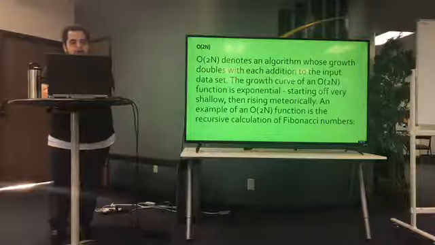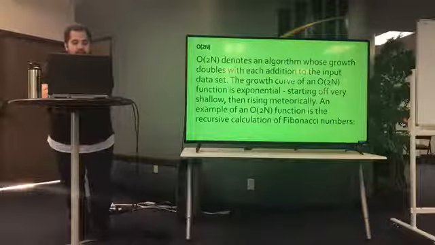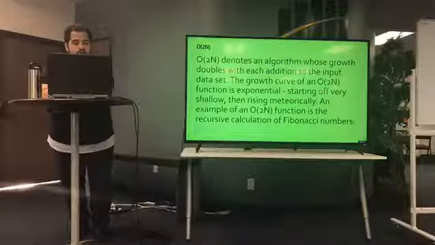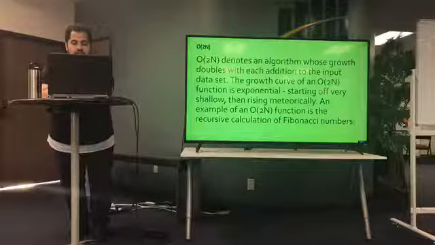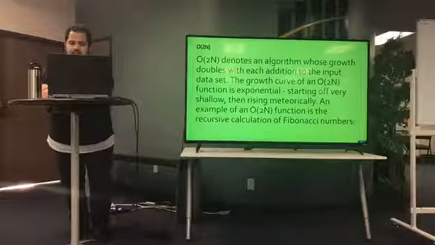Okay, so we have O of 2^n, which denotes an algorithm whose growth doubles with each addition to the input data set. The growth curve of an O(2^n) function is exponential, starting off very shallow, then rising meteorically. Can someone help me with that word?